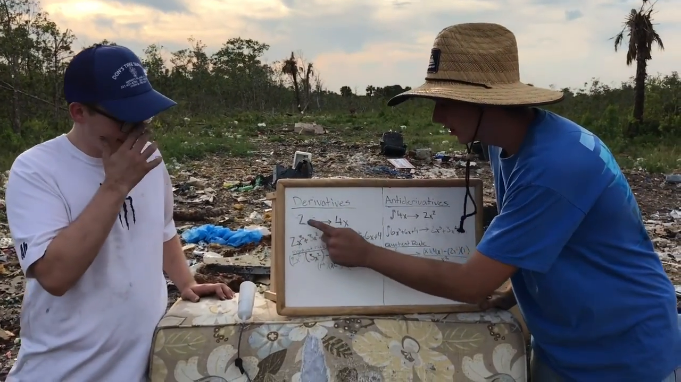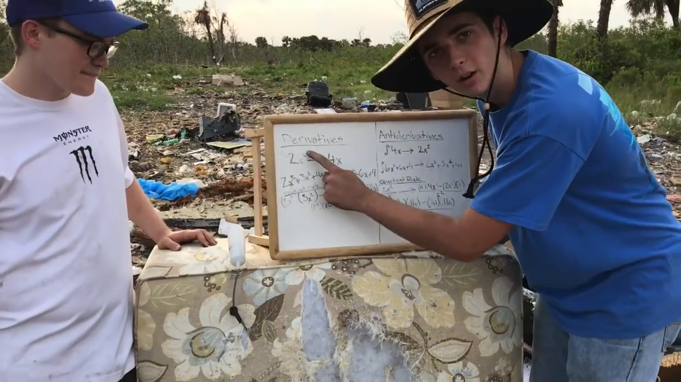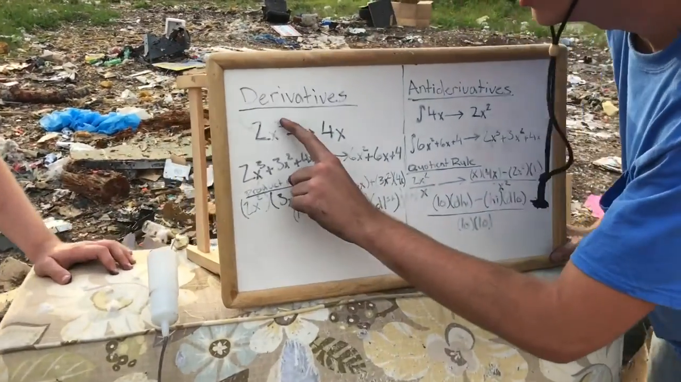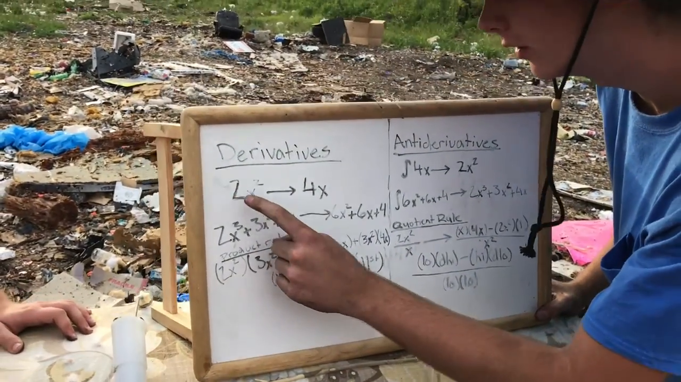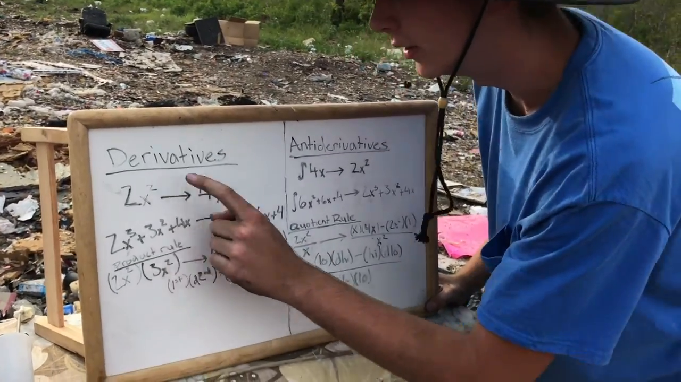Okay, so we got 2x squared here. What you want to do is take this little power up here, times it by the coefficient up front, and that will get us 4x, because you subtract 1 from the exponent.